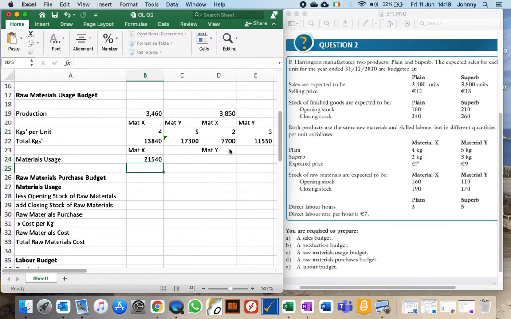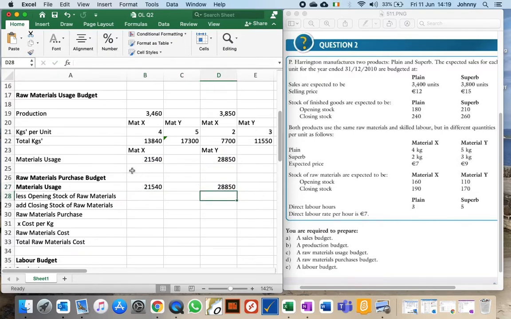So that's all of my material X. My material Y, I have 17,300 for the first product plus 11,550 for the second product. So there's the total amount of material X and Y that we are going to need to use. So I just repeat those numbers.